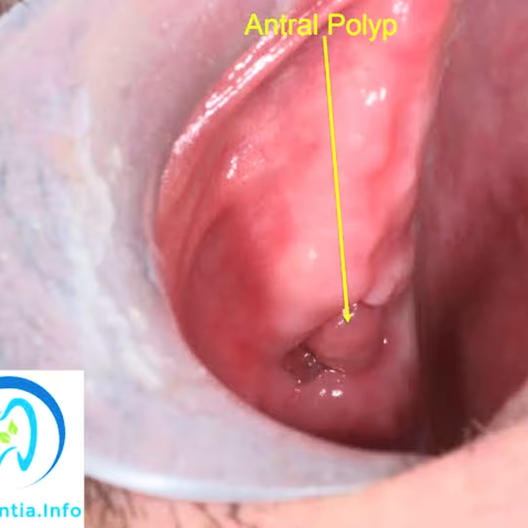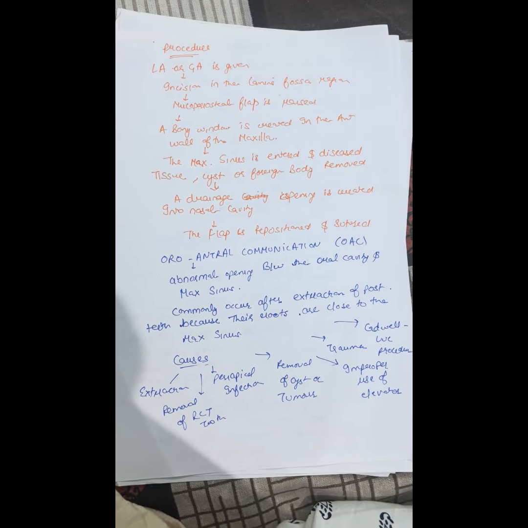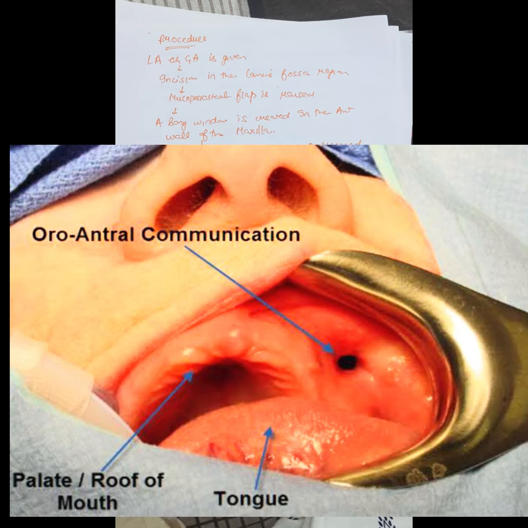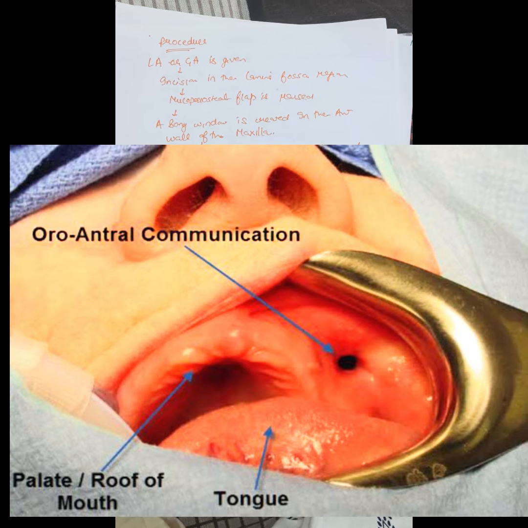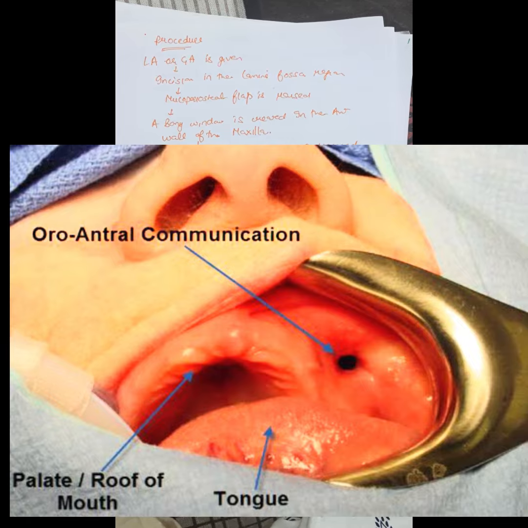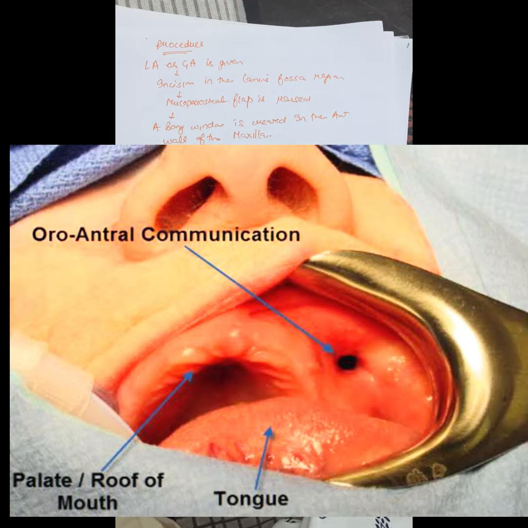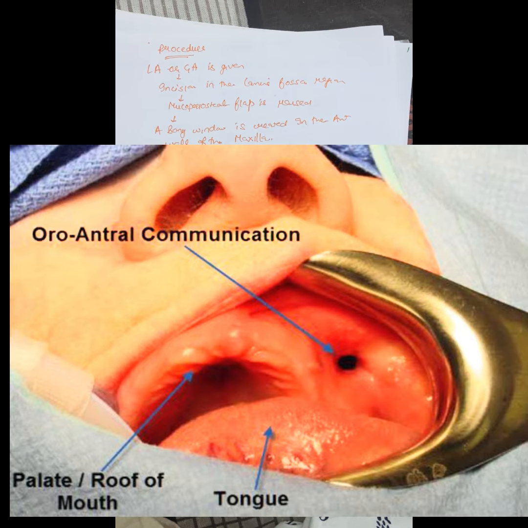What are the causes of oroantral communication? Extraction of molar or premolar, removal of an RCT tooth, periapical infection, removal of cyst or tumor, improper use of elevator while doing extraction, trauma, Caldwell-Luc procedure. These are the causes of oroantral communication.